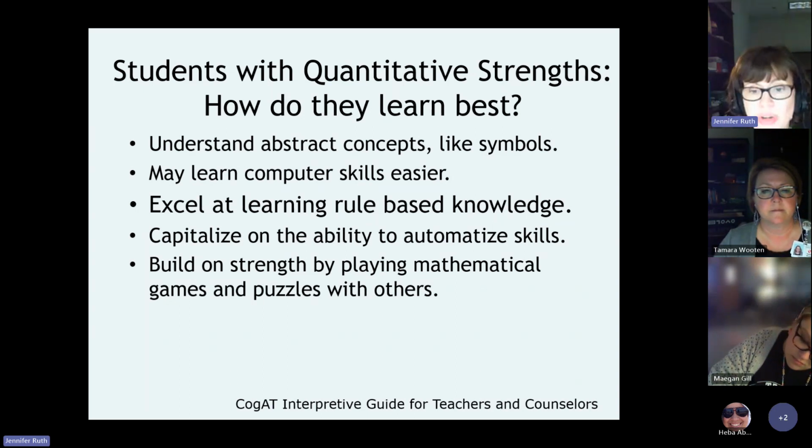On the other hand, a Q negative student tends to struggle with those rule-based knowledge pieces. They need to more understand why. Rather than just performing an algorithm the same way every time, they need to understand why they have to take the 1 and move it to the tens place, or why they're going to pull the decimal down. So once they understand the why of things, they will learn it much easier. They need to understand that why before they can automatize things.